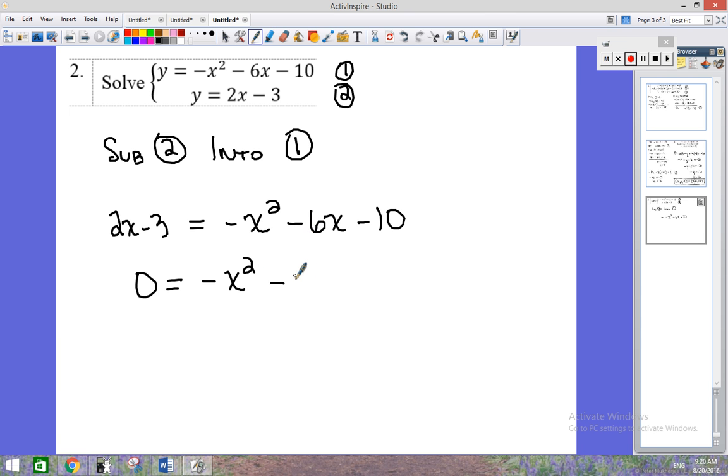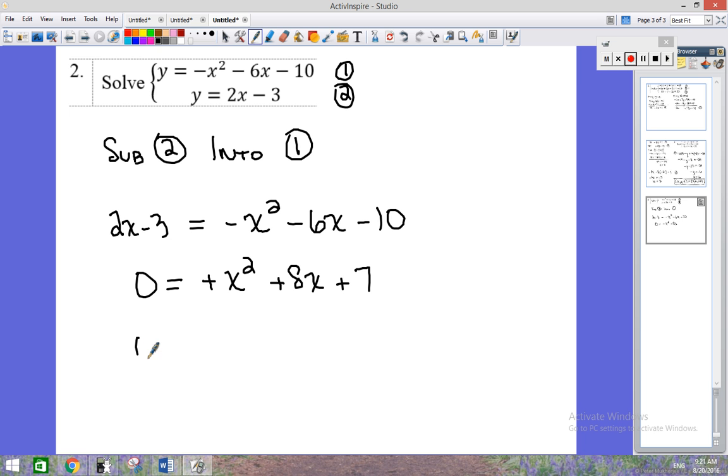I'll subtract 2x from each side. I'll add 3 to each side. Oops. And since all of these are negative, I'm going to multiply both sides of the equation by -1. When I multiply -1 times 0, it becomes 0. So I can change all of these terms and take their opposites since they were all negative.